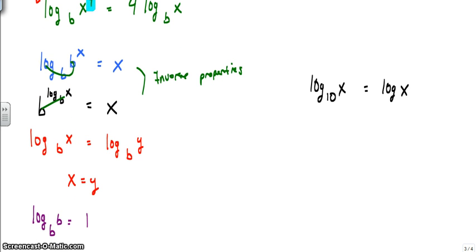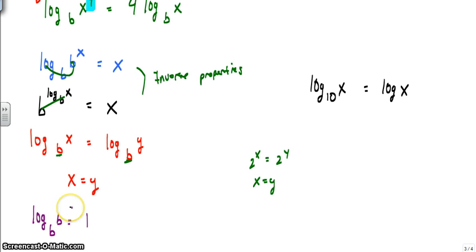Our next property kind of goes along with our exponents. So remember when we had 2 to the x equals 2 to the y, then x equals y. If the bases are the same, our exponents are equal. Same thing here. If our bases are the same, which they are, b and b, then what we're taking the log of is equal.